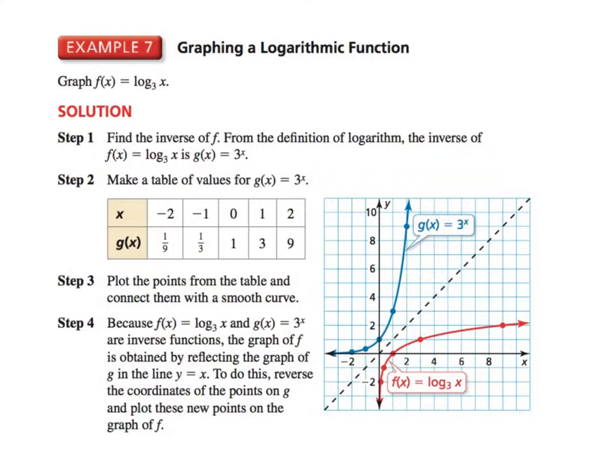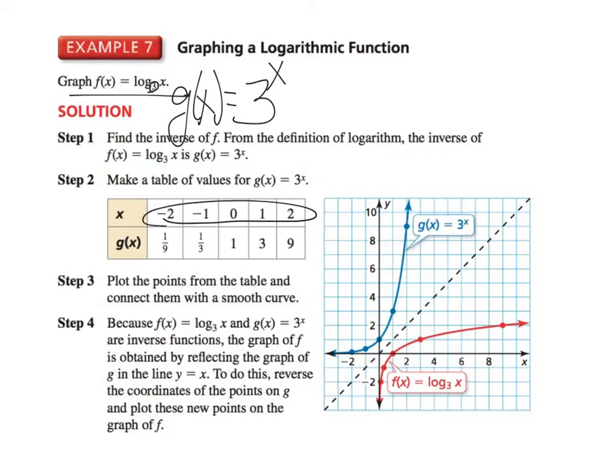Now, graphing them honestly is just plugging into a calculator, but understanding what you're doing matters. So we want to graph f of x equals log base 3 of x. So the first thing we're going to do is take the exponential form. So here's our base, 3 to the x. So that means our inverse function is g of x equals 3 to the x power. Easy. We plug in random values. 3 to the negative 2 power is 1/9. 3 to the negative first power is 1/3, and so on. That's represented here.